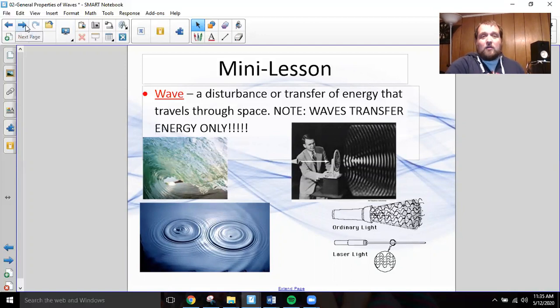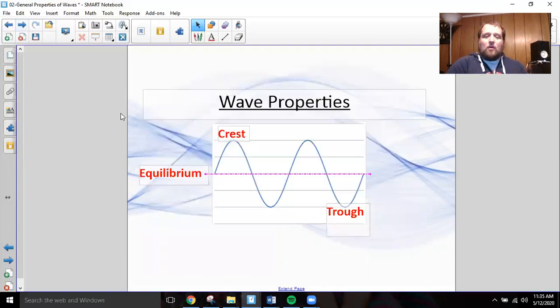So to compare waves to each other, we have to have a way of drawing them and discussing them. So most of the time in this class, we're going to draw them as these sine waves. And the different parts of the waves, we're going to call the top part of a wave the crest, and the bottom part of a wave the trough. And then the part in between the crest and the trough is called the equilibrium point.